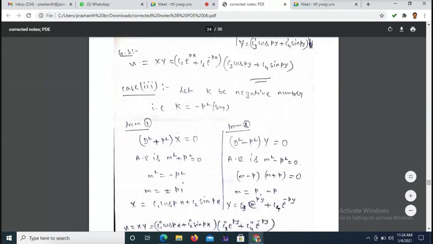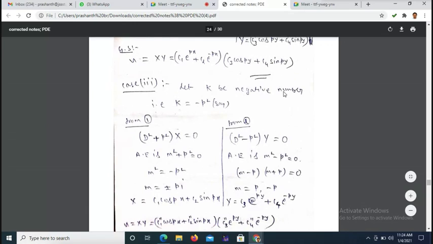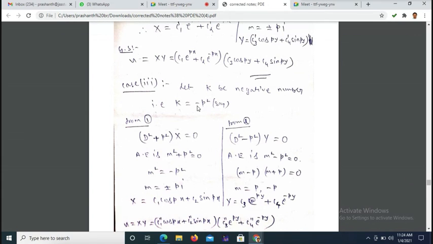Come to case 3. If k is a negative number, what does that mean? P square is positive. Outside you multiply by a minus sign. This is not minus p whole square; it is minus p square, with the minus outside. So the positive number p square turns to a negative number whenever you multiply by a minus sign. That's why I've taken minus p square.